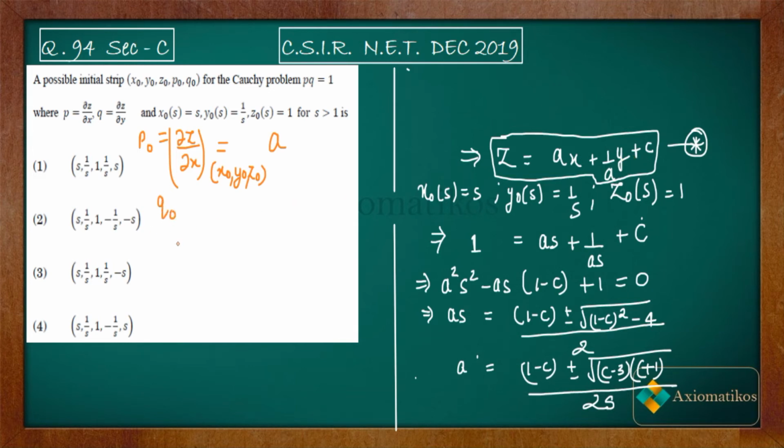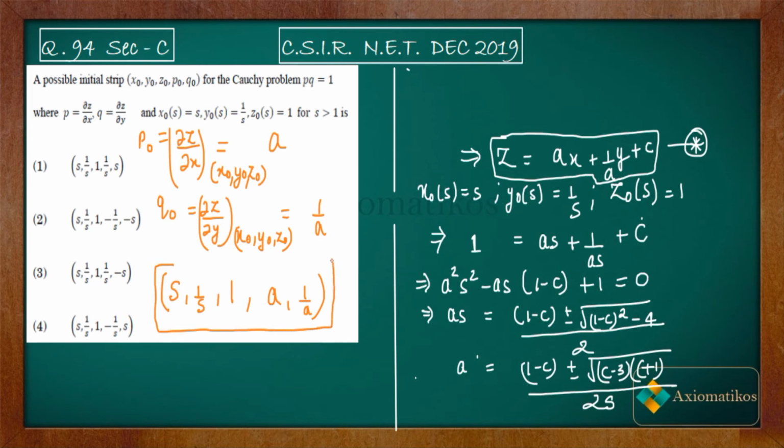Now what is the value of Q naught? Q naught is given by del z by del y at x naught, y naught, z naught. So what will you get? y will be 1, this will be 0, this will be 0. Therefore, you will get 1 by a. So what will be your initial strip? The initial strip will be s, 1 by s, then z naught. So what is z naught? It is 1, comma, P naught. P naught is 1 by a. So this actually represents your initial strip.